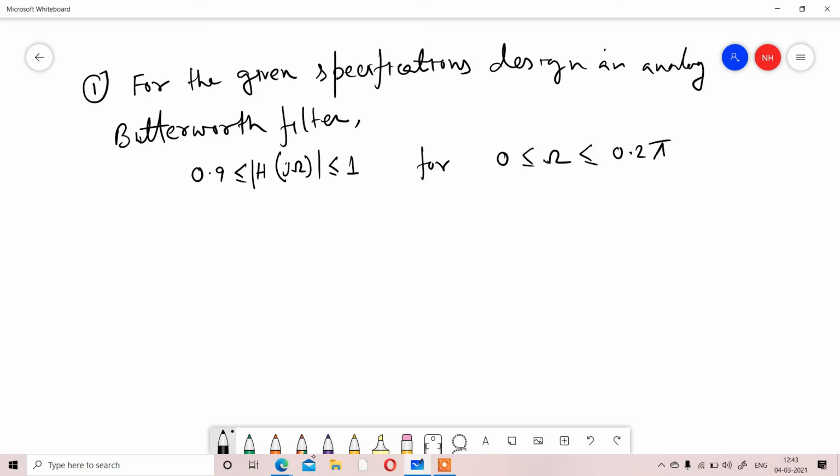And |H(j omega)| will be less than or equal to 0.2 for 0.4 pi less than or equal to omega less than pi. For this case, you have to calculate the Butterworth filter, meaning the filter transfer function. Okay, so that is the first problem.